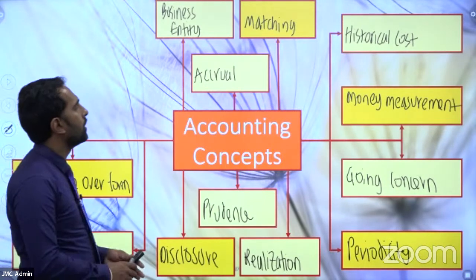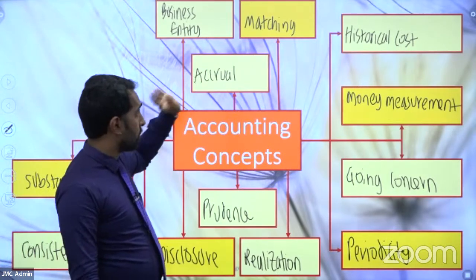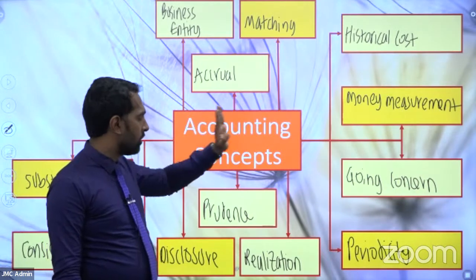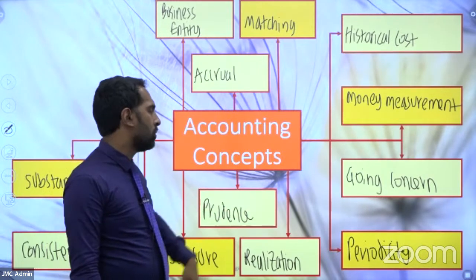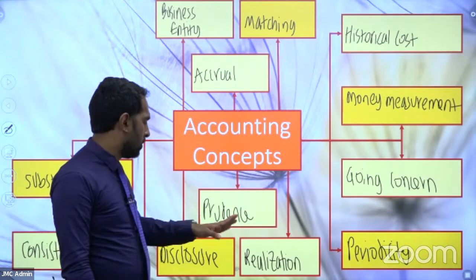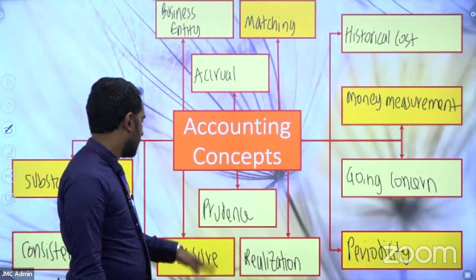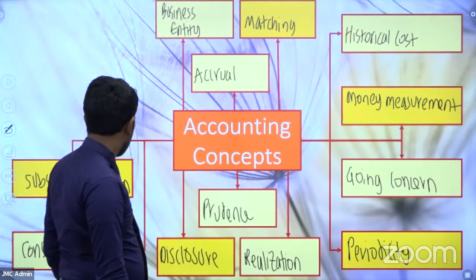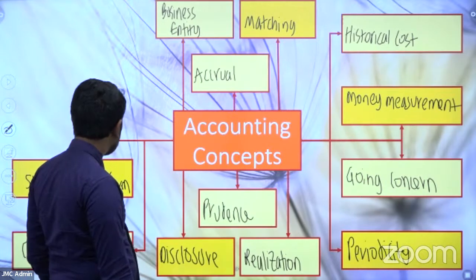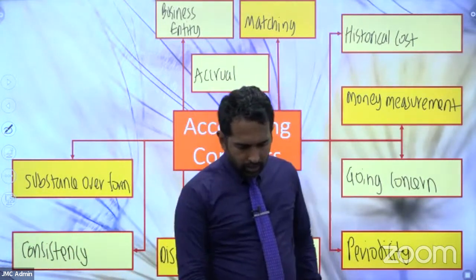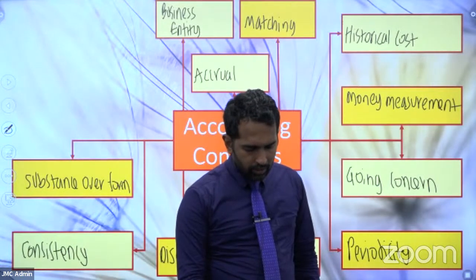So starting off, we are going to learn the business entity concept, the accrual concept, the matching concept, the historical cost concept, the money measurement concept, the going concern concept, the periodicity concept, the prudence concept, the realization concept, the disclosure concept, the consistency concept, and the substance over form concept. So like that, we have to learn these accounting concepts.